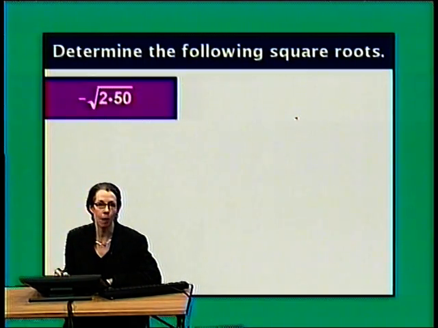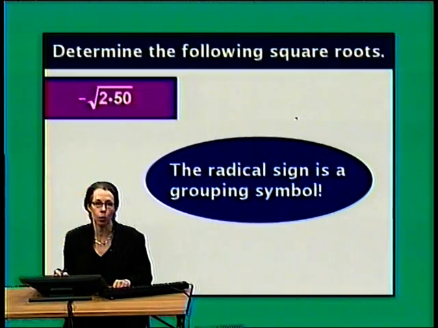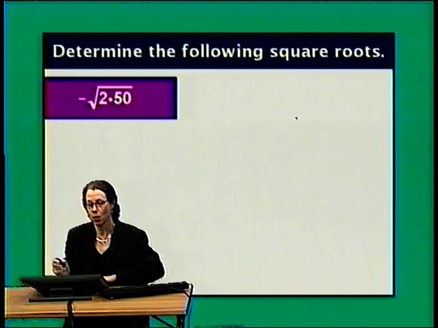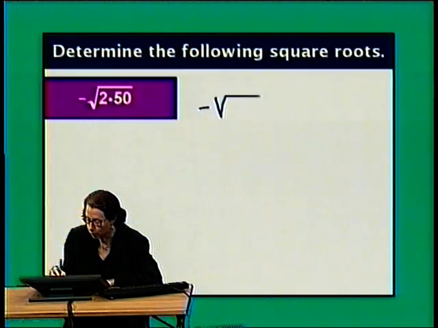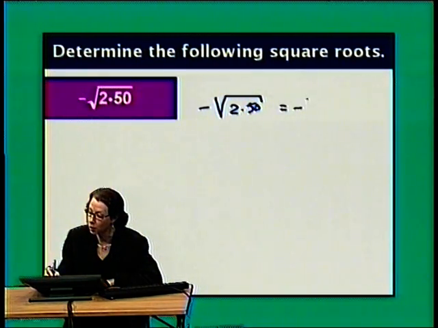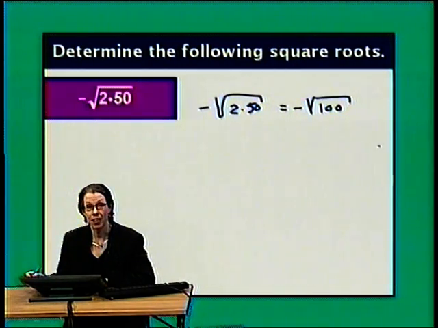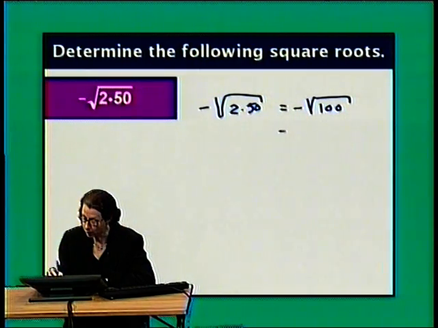How about the opposite of the square root of 2 times 50? Now back when we talked about the order of operations, we mentioned that the radical sign is a grouping symbol. Here's where we're going to start using that. So the opposite of the square root of 2 times 50, doing the multiplication under the radical sign first, is the opposite of the square root of 100. So now, what non-negative number do I square to get 100? Well, that would be 10. So this simplifies into the opposite of 10.